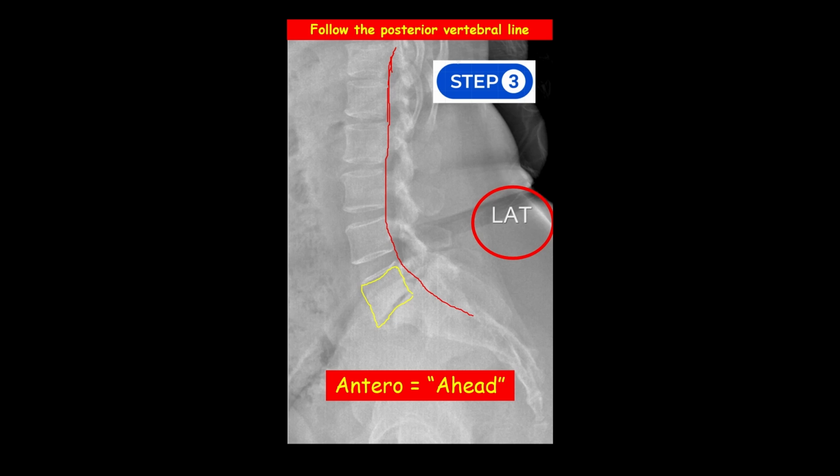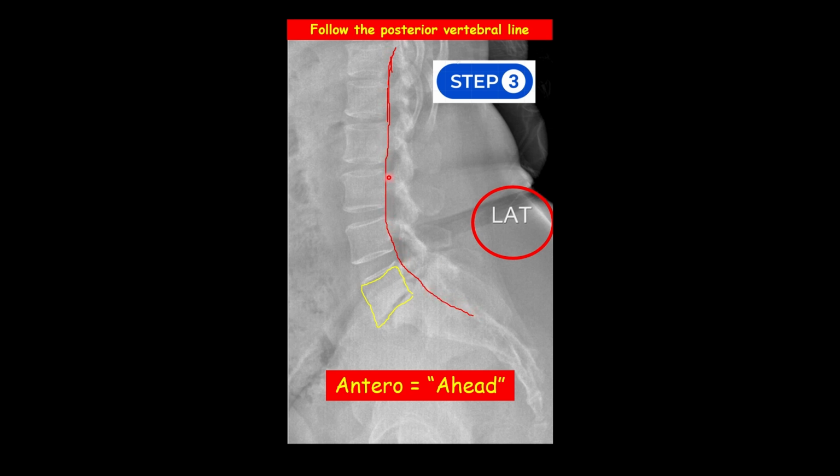Step 3 involves the formation of an imaginary line called the posterior vertebral line. Every vertebral body has an anterior border and a posterior border. So the posterior vertebral line is an imaginary line joining the posterior borders of the vertebral bodies. Considering this is an X-ray of the lumbar spine, it is a line joining the posterior borders of the lumbar vertebrae and the sacral vertebrae.